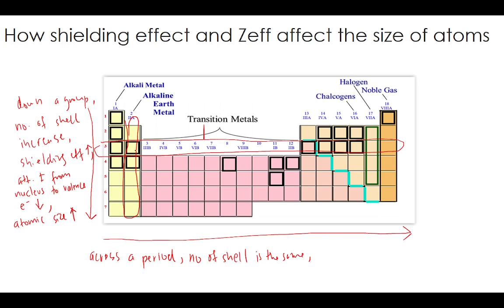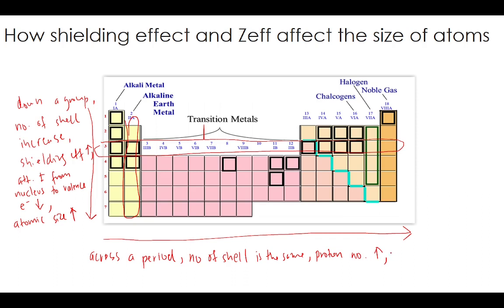You should remember that the periodic table is arranged by increasing order of proton number. So from left to right, the number of protons increases. So what we can say is that the proton number increases, or the number of protons increases. Okay, the number of protons increases.